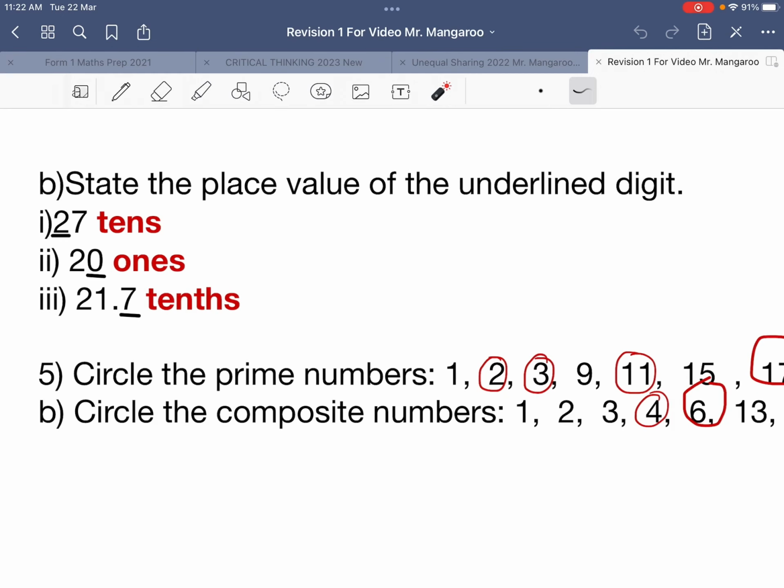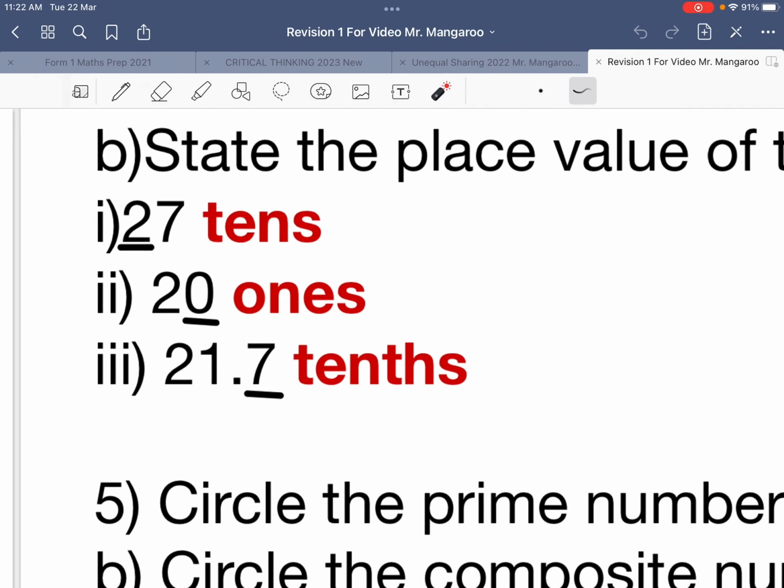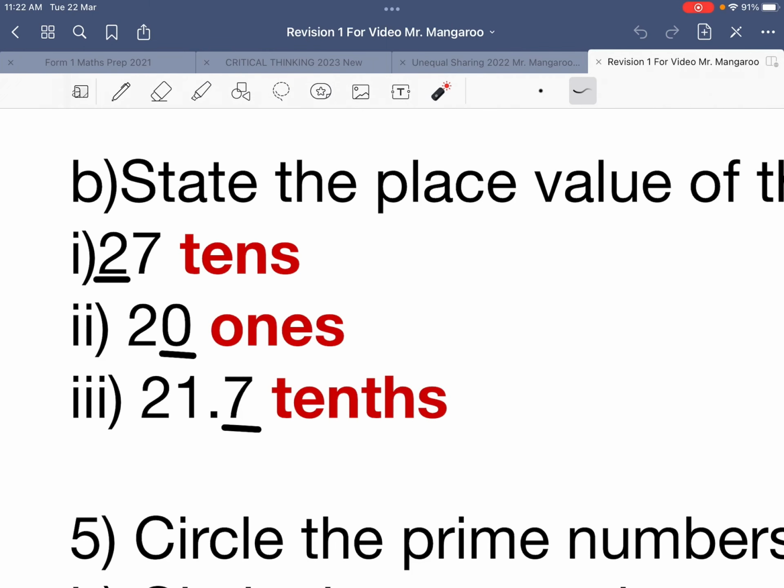State the place value of the underlined digit. So place value means which position or column the digit is in. So the 2 is in the tens position, the 0 in the ones position, and the 7 in the tenths position.